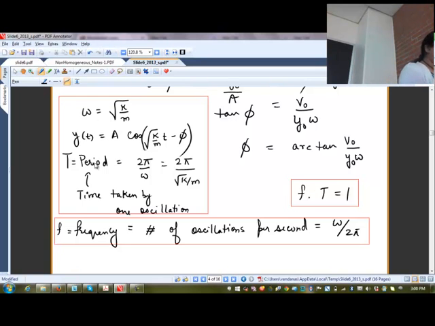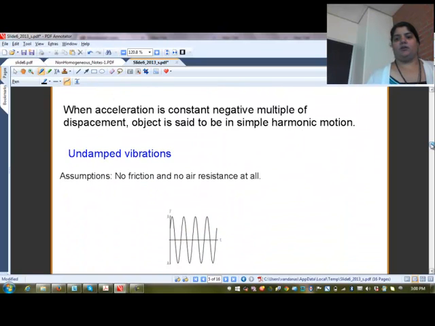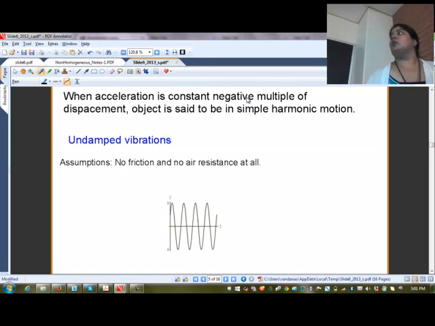Okay, so now let's move on to what are the possibilities when we have a damping factor. So this is undamped, there is no damping here, but let's introduce damping but remove external force. This is exactly the law I stated before, and undamped means there is no reduction in amplitude.